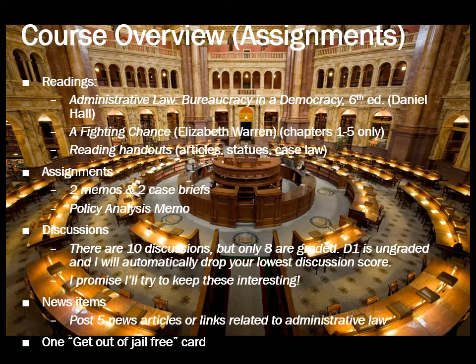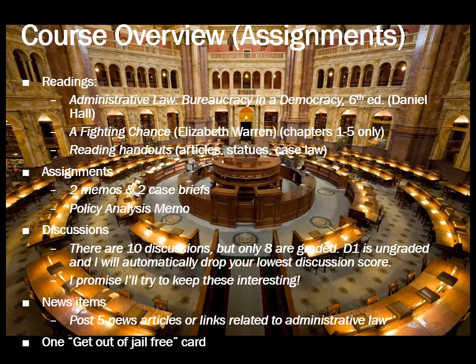You've got assignments, discussions, news items, and a final policy analysis memo. So the written assignments you're going to have, in addition to that final memo, are 2 memos and 2 case briefs. And these memos are intended to have real-world applicability. I'm not focusing this class on theory. I'm focusing it on things that you will actually need in the real world as a public administrator. A lot of my former students have found these memos to be really helpful, and used them as writing samples in job applications. I hope that you will also find them useful.